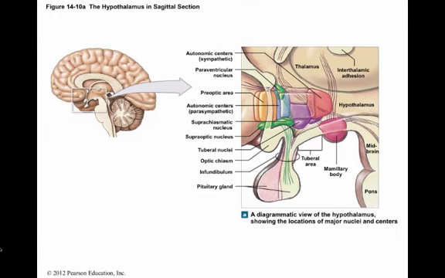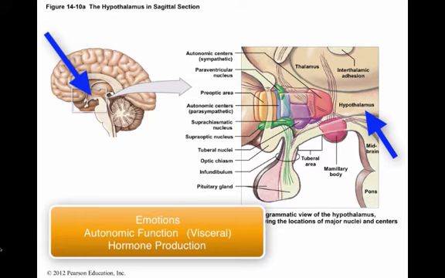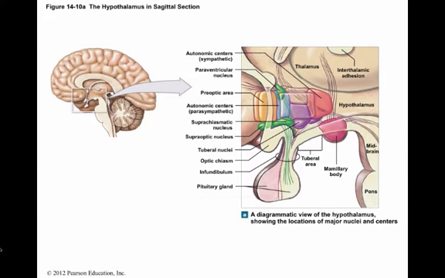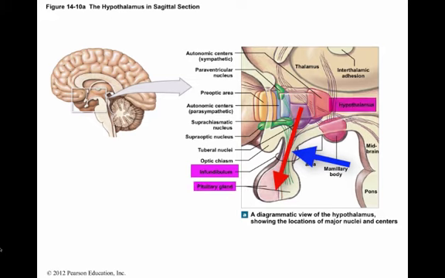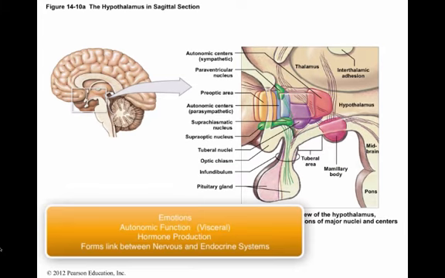The hypothalamus is the floor of the diencephalon and contains centers involved with emotions, autonomic function, and hormone production. A stalk from the hypothalamus called the infundibulum connects the hypothalamus to the pituitary gland. The hypothalamus contains centers involved with emotions and visceral responses. It also controls a variety of autonomic functions and forms the link between the nervous and endocrine system.